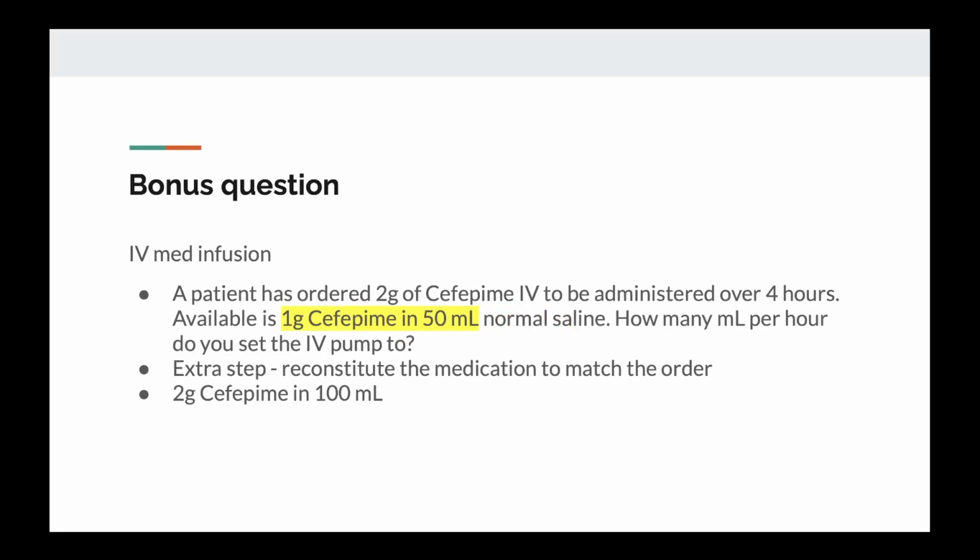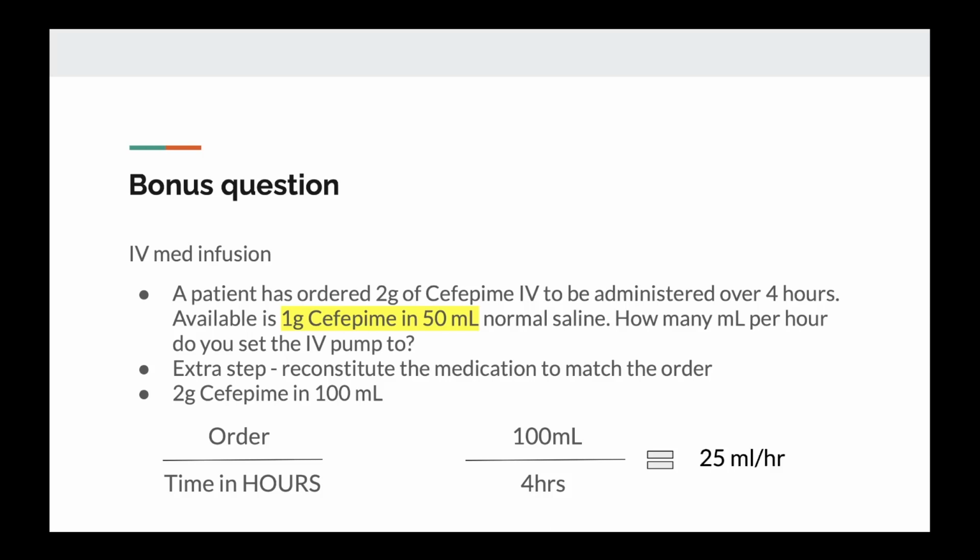So instead now, we have 2 grams cefepime in 100 milliliters. Then we're just going to do the exact same math we've been doing, which is we take what's ordered, which is, now we're going to talk in milliliters. We're going to take what's ordered, which is 100 milliliters, because we turned it from 1 gram cefepime in 50 into 2 grams in 100, and divide over how many hours they want it, 4 hours. And what does that mean for us? 25 milliliters an hour.